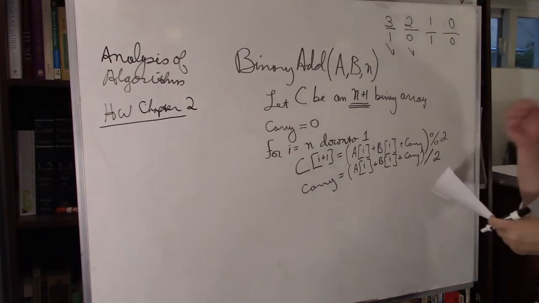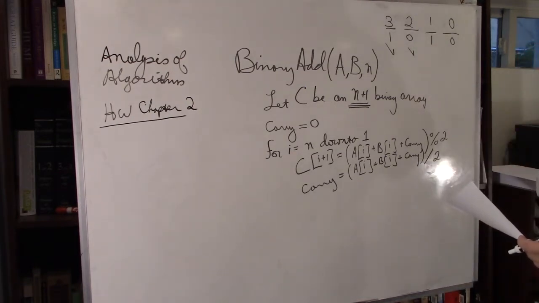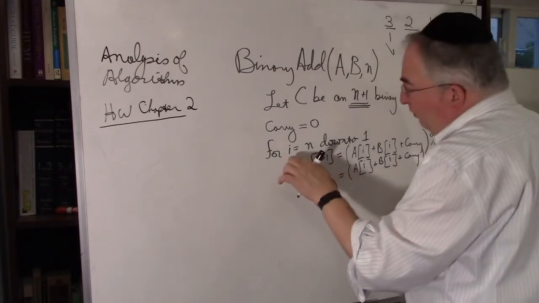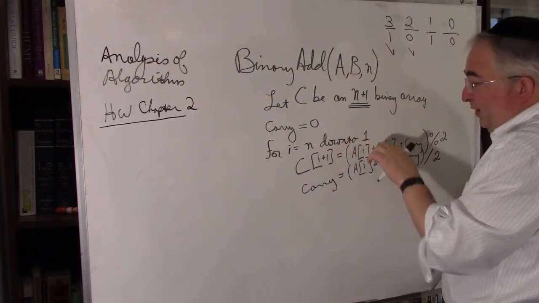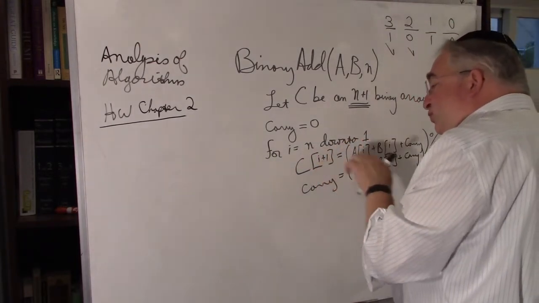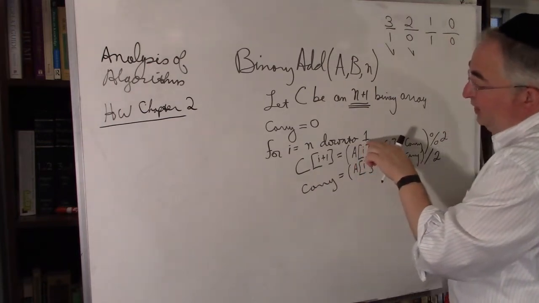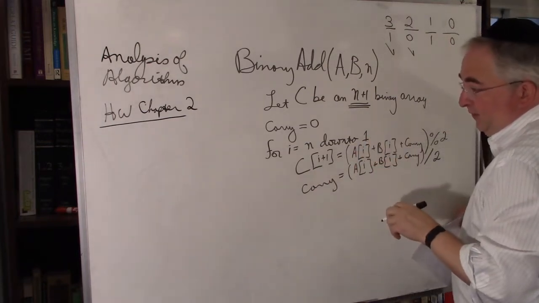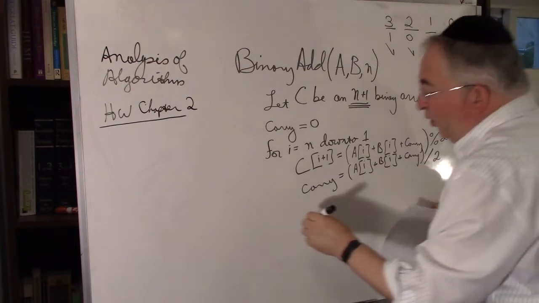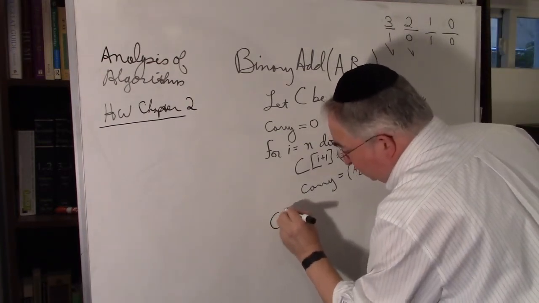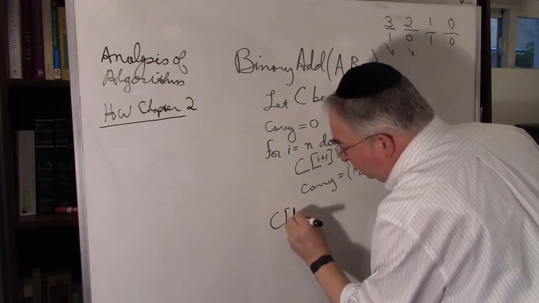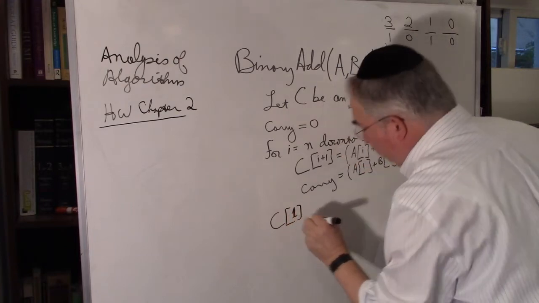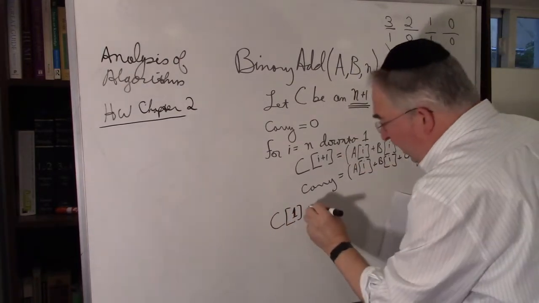And that's it, except notice what this array does. It goes from n down to 1, and it fills in the i plus 1th position. So the last thing it'll fill in is the 2nd position. So we need something for the 1st position. C of 1, outside the loop, is equal to carry.